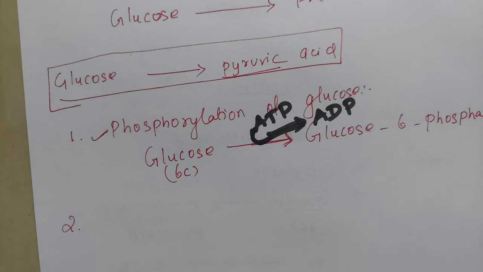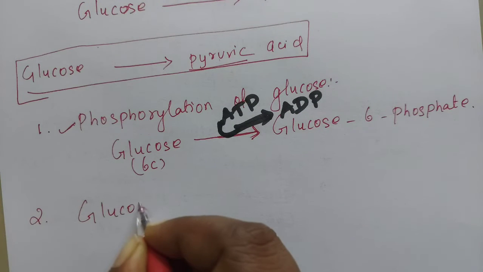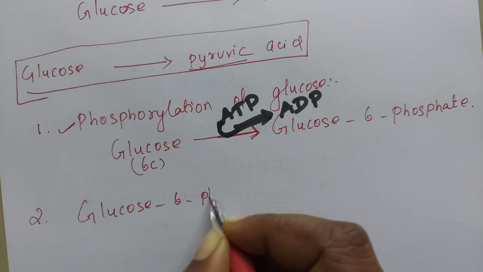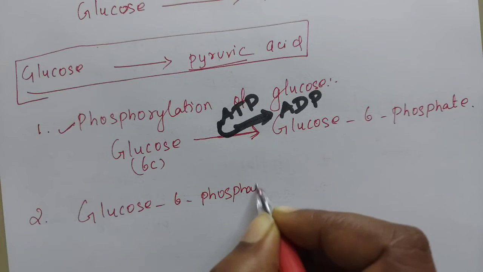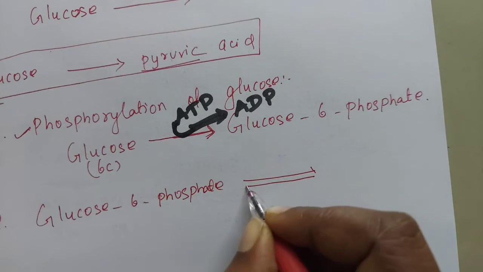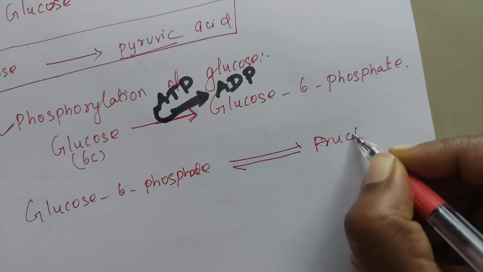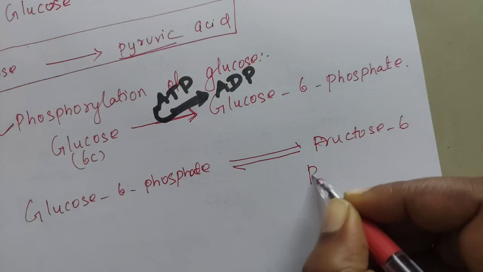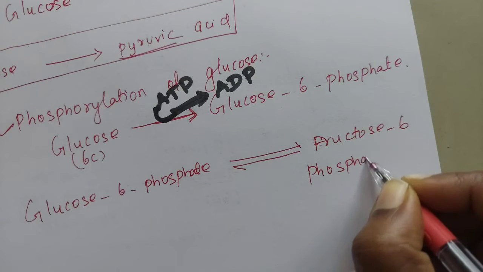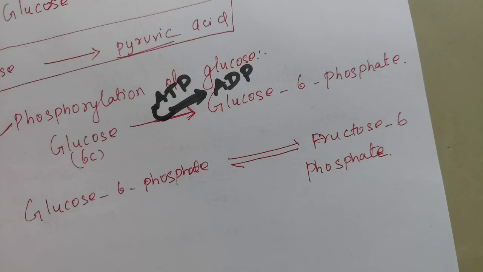The second reaction is the formation of fructose 6-phosphate. This glucose 6-phosphate is converted into its isomer, that is fructose 6-phosphate. So glucose 6-phosphate is converted into fructose 6-phosphate, its isomerized form.